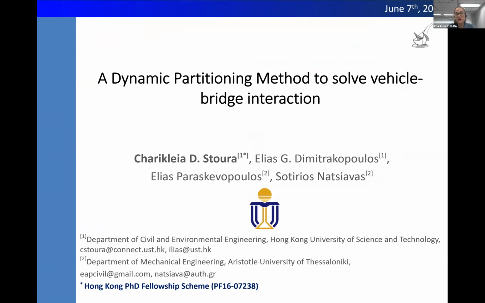Now I will present you a dynamic partitioning method to solve the vehicle bridge interaction problem. It's also another paper of ours which we recently published in the Computers and Structures journal. And this illustrates an algorithm that partitions the vehicle and bridge systems, which means that it solves the vehicle and bridge systems separately, and also uses dynamic Lagrange multipliers. This is an approach that aims to ensure the stability during the time integration.